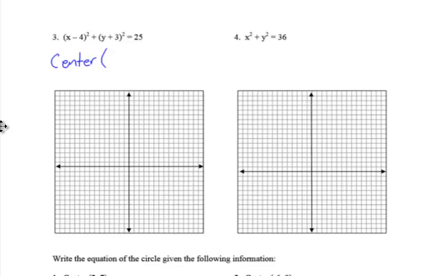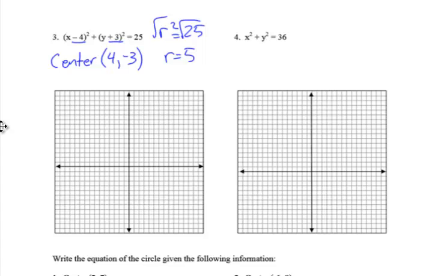Okay, well, our center is going to be the point 4, negative 3. How did I do that again? Okay, minus 4, switch the sign. Positive 4 plus 3, switch the sign. Negative 3. R squared is 25. Take the square root of both sides. Square root of 25 is 5.